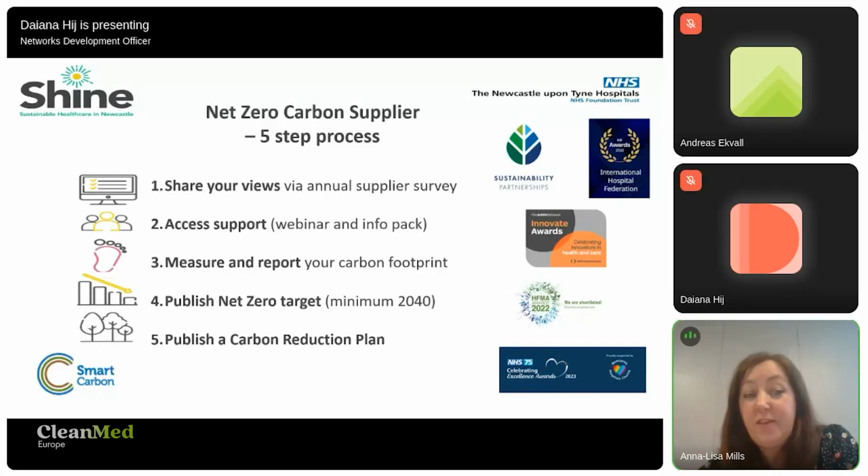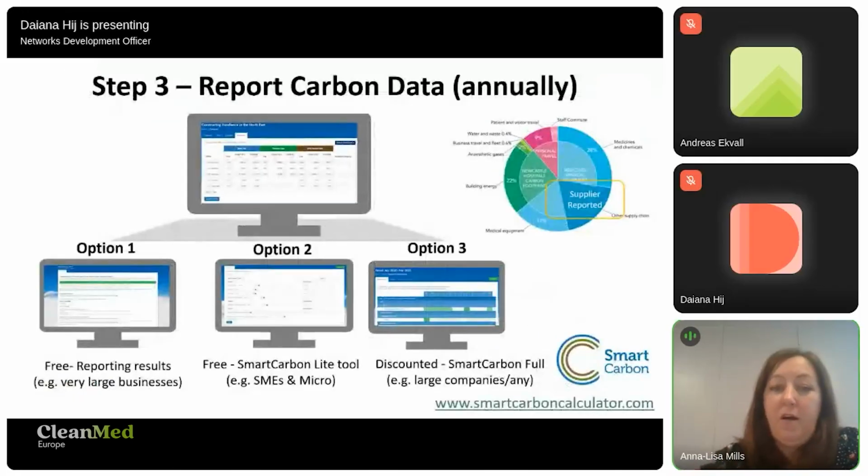We're asking them to share their link to where they've published their net zero target and share a link to where they've published their carbon reduction plan. The next slide shows how that data is gathered. And I know I've only 2 minutes, so I'll be very quick. But essentially, there's 3 ways suppliers can get the data to us. All of that feeds in.